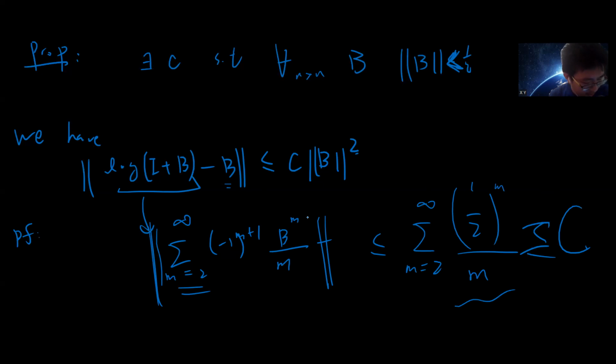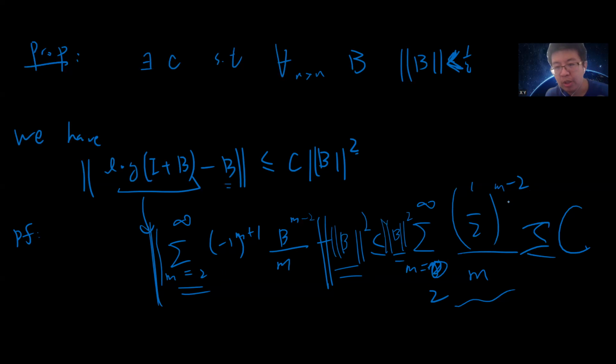But notice that it becomes B squared, right? Sorry, I should take out B squared. I take out B squared, this becomes B to the m minus 2, and the B squared is here. And then the rest I start from m equals 2. The first term is m minus 2 equals 0, so this guy just becomes some constant. So the sum from m equals 2 to infinity of (1/2)^(m-2) over m, let's call it C. So it's C times the norm of B squared.